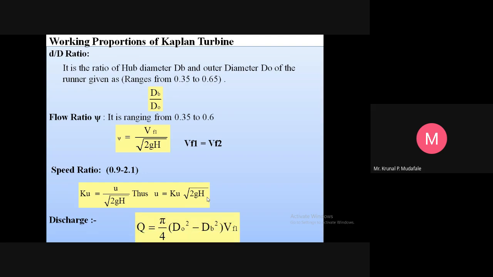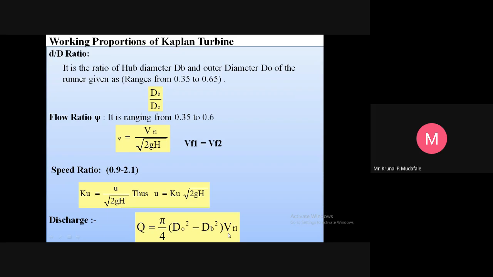Obviously, there are two diameters, so the outer diameter minus the inner diameter. Do is the diameter of the runner, and Db is the diameter of the hub, which is also called the boss or the nose. So here the discharge is pi by 4 into Do square minus Db square, into the velocity Vf1. Okay, this will be the flow velocity.